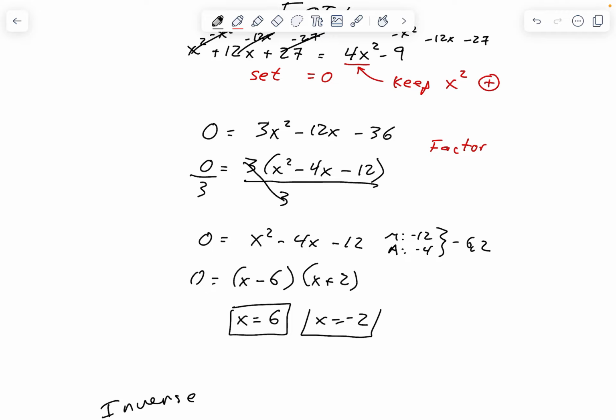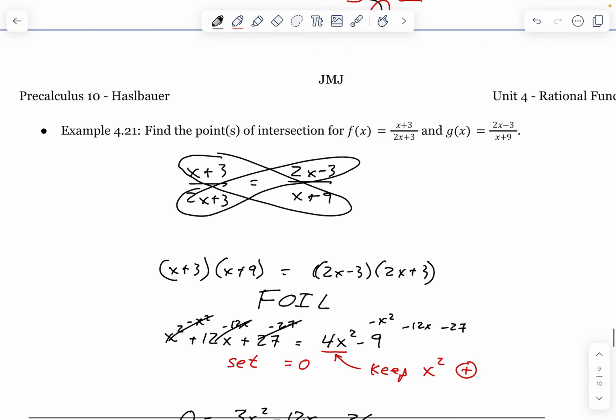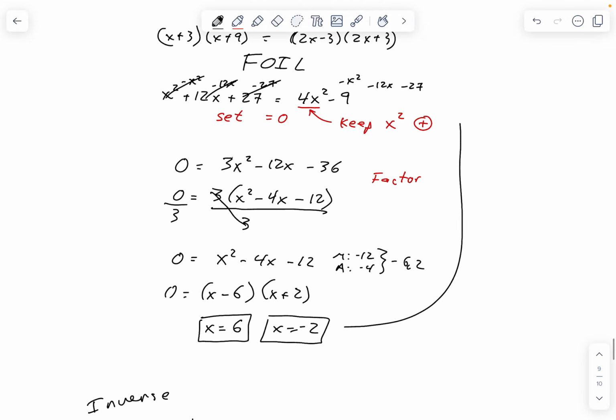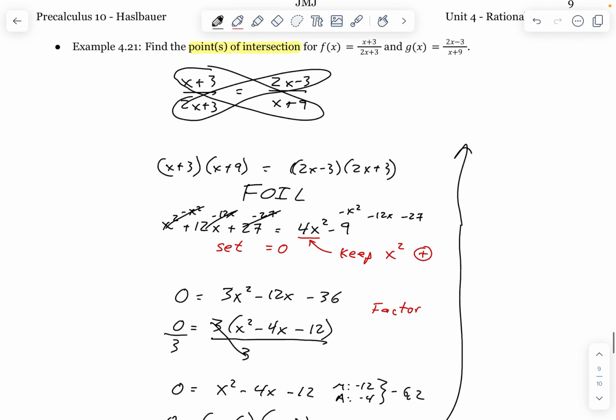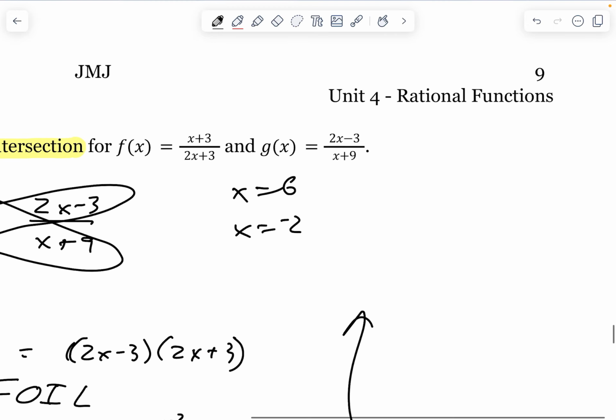Those are my x values. Every single time I've had to find a point of intersection question, I've had to plug the x values back in. So I'm going to draw a little arrow up here. 6 and negative 2. Okay, those are my 2 x values, just like with linear and quadratic, if you had two x values, you had to plug it in twice. Doesn't matter which one you plug it into.